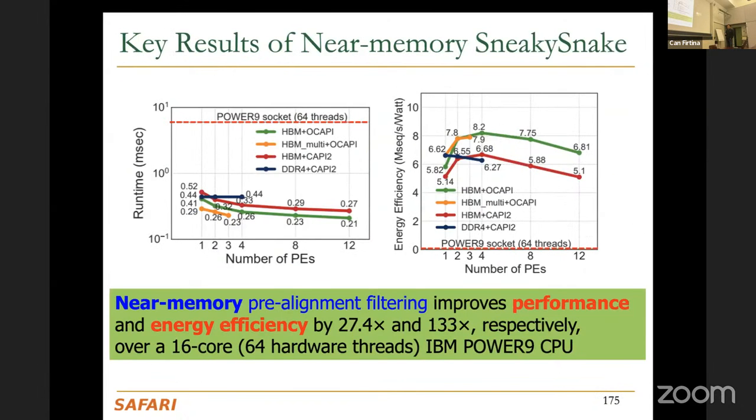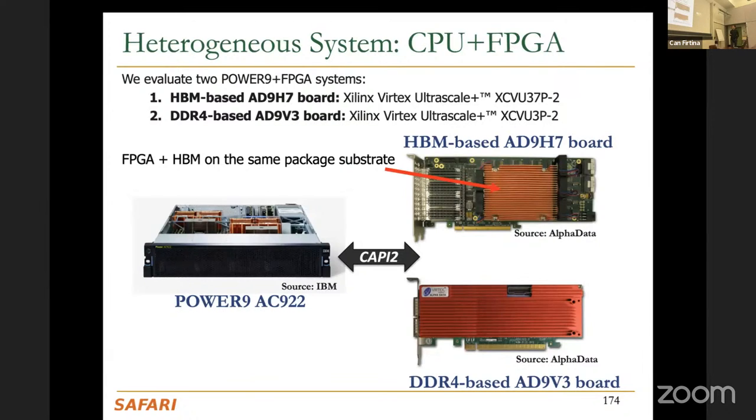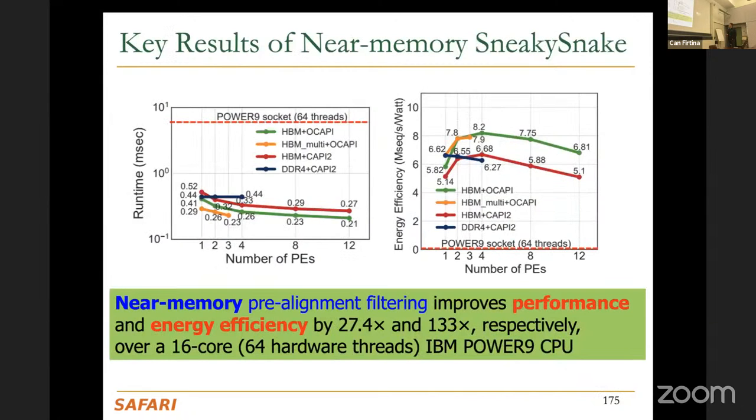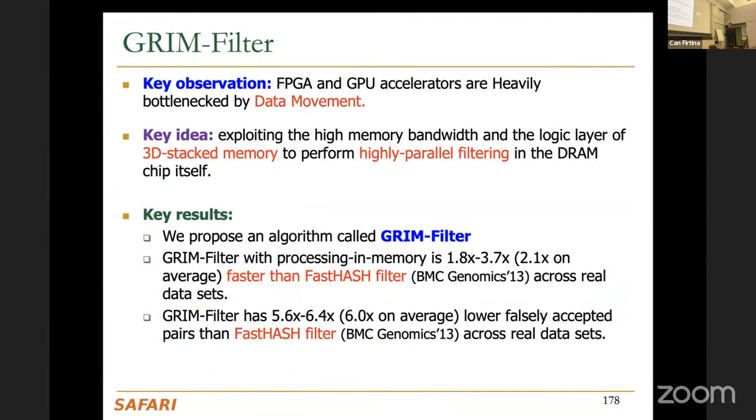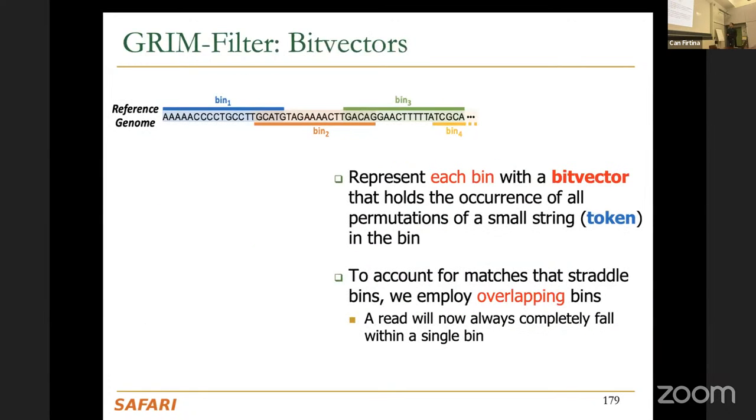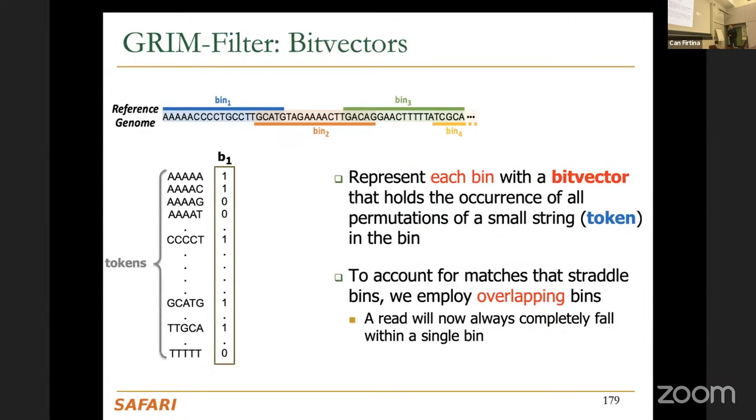So this is about Sneaky Snake, and this was implemented, if I remember correctly, on an FPGA with HBM memory. With the HBM memory, with fast memory access, there are also benefits to it, and there are insights related to it, using memory techniques. We also use computation, so we have GRIM-Filter. Again, it is a filtering idea, but designed differently.